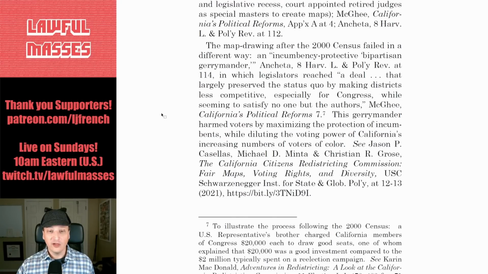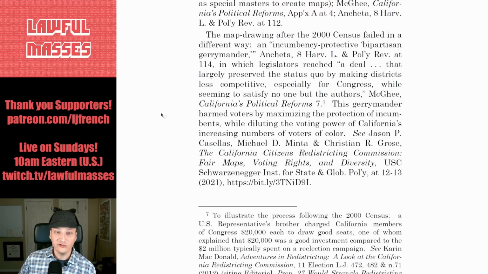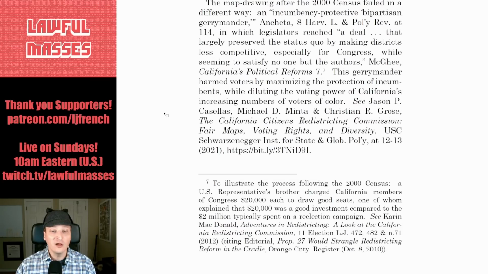The 1990 census was followed by a recurrence of the impasse of the 70s, with a Republican governor vetoing a Democratic legislature's maps and the state Supreme Court needing to intervene by appointing special masters to draw maps. The map drawing after the 2000 census failed in a different way, an incumbency protective bipartisan gerrymander in which legislators reached a deal that largely preserved the status quo by making districts less competitive, especially for Congress, while seeming to satisfy no one but its authors.